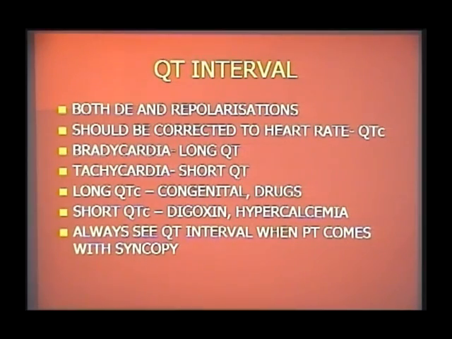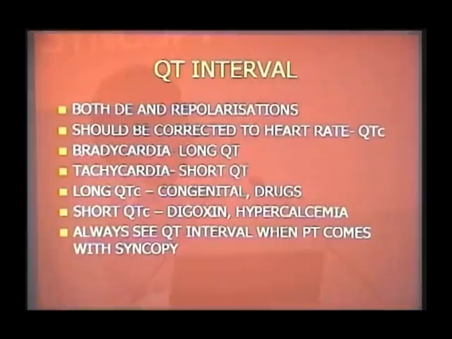By Bazett's formula, many ECG books will give you tabular columns by which you can just see the heart rate and see what is the expected QT interval for that heart rate. So your measured QT interval may be longer than that given interval. It is long, or it is short also. You can diagnose from the QT interval. So bradycardia, long QT; tachycardia, short QT.